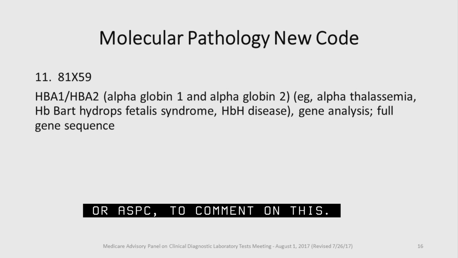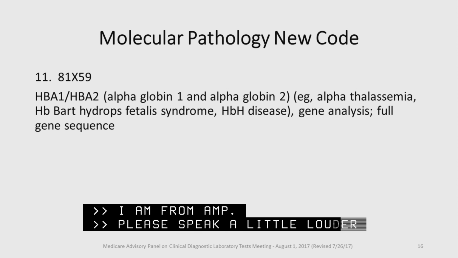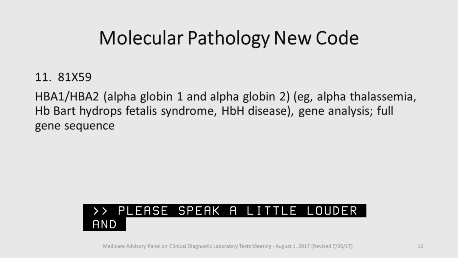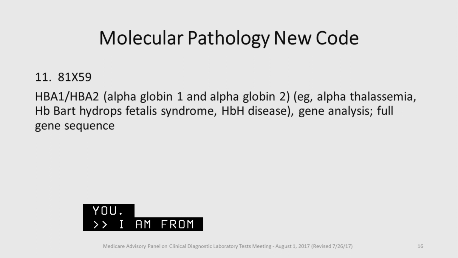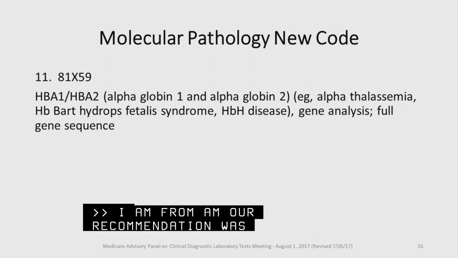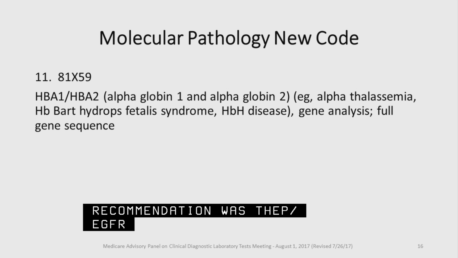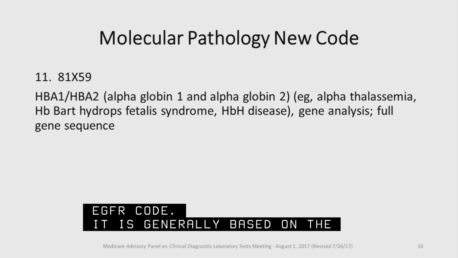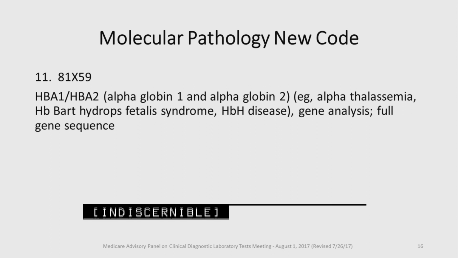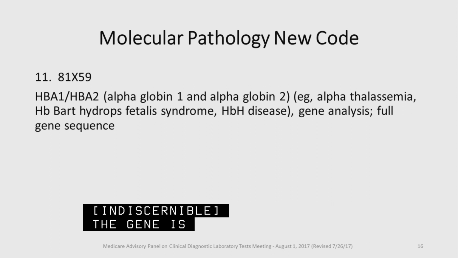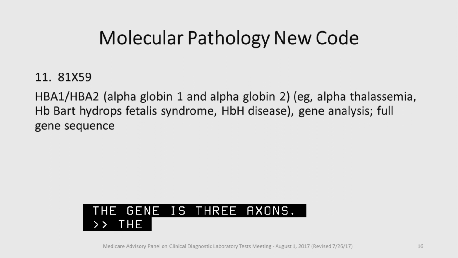Nino Cerecci from AMP. So, I'm sorry to interrupt. Please speak a little louder and slower, because they're having problems understanding you. You got it. Nino Cerecci from AMP. Our recommendation was to crosswalk to the EGFR code. As we discussed earlier, it's generally based on the size of the gene, 3 exons to 3 exons. The EGFR code contemplates sequencing of exons 19, 20, and 21, and the HBA gene is 3 exons. So just for clarification, the EGFR code is 81235. Correct.